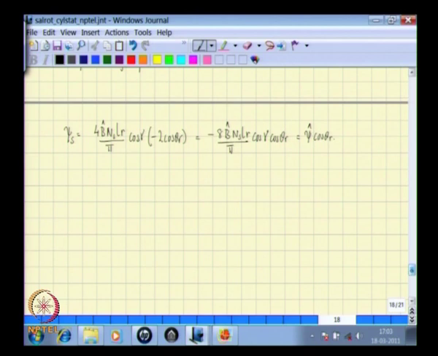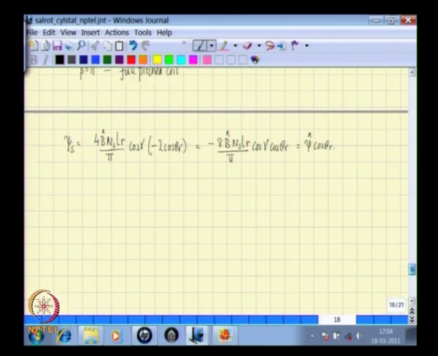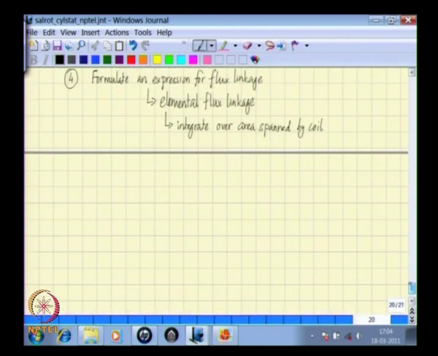So let us write down this once again. It is minus 8 B hat Ns L r by pi cos gamma cos theta r. So what we have is psi s is equal to minus 8 B hat Ns L r by pi into cos gamma into cos theta r. This is the flux linkage.